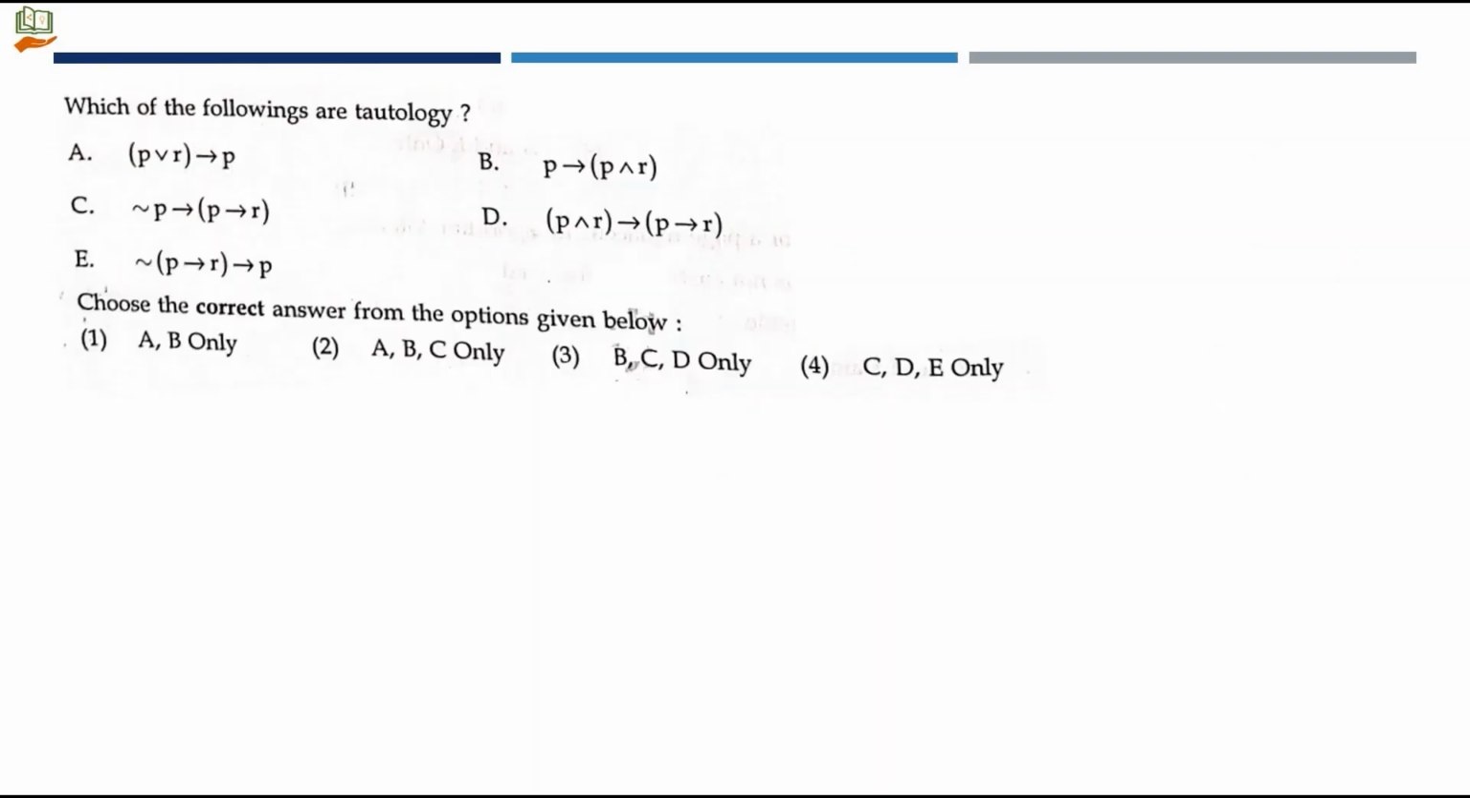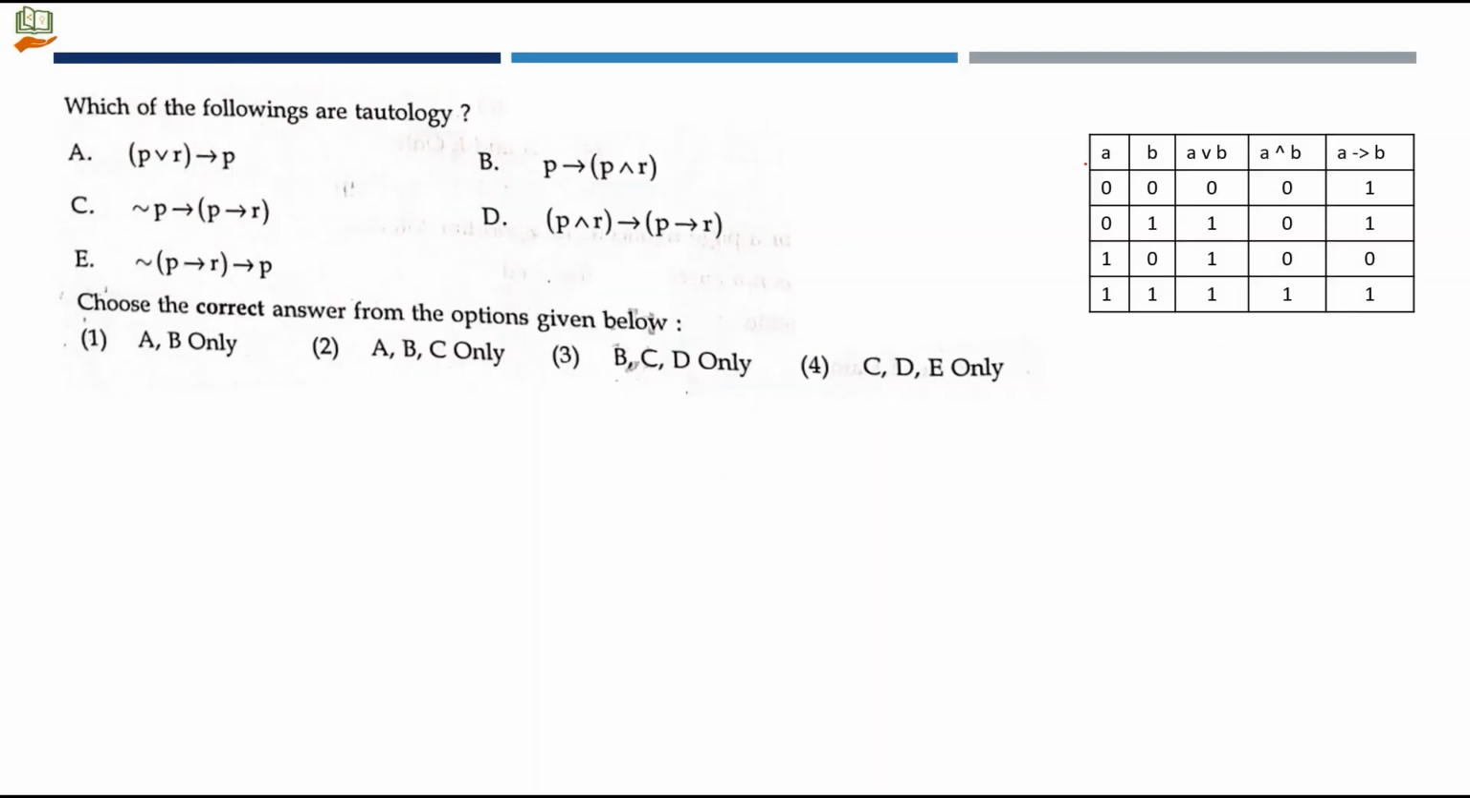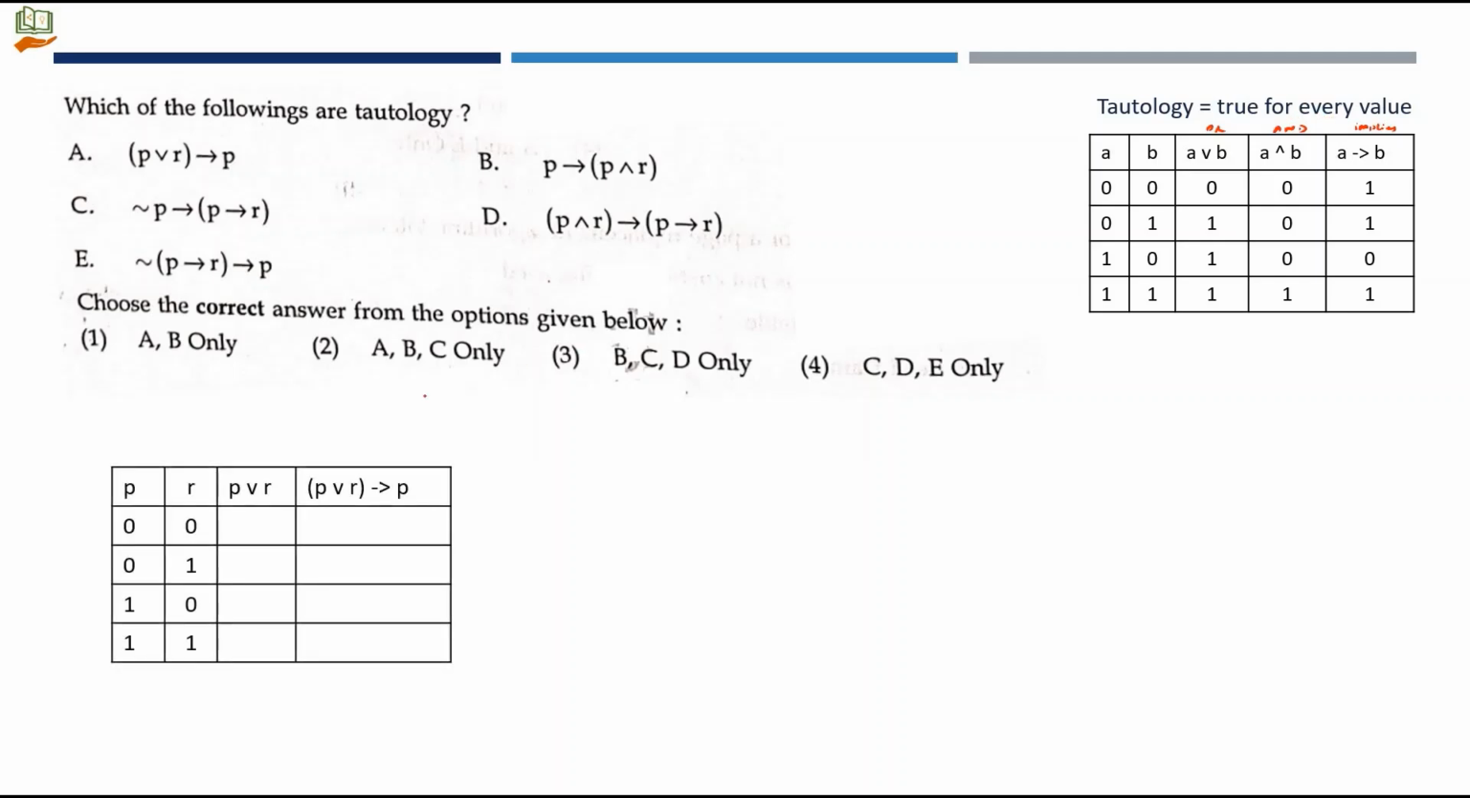Next question, which of the followings are tautology? I have given the result of 3 basic operations, or, and, implies. We have to find whether all these expressions are having 1 in the last column. Tautology is true for every value. First we will start with A expression. So what is P or R? Except for 0, 0, all other places will have 1. This is 0 and this will be 1. Now we will place the result here.